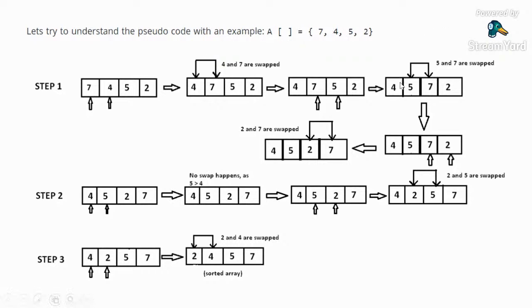So n minus 1 plus n minus 2 plus n minus 3 plus n minus 4 up to plus 1. So the time complexity will remain same, n into n minus 1 by 2. And number of swapping, that will also be n into n minus 1 by 2.